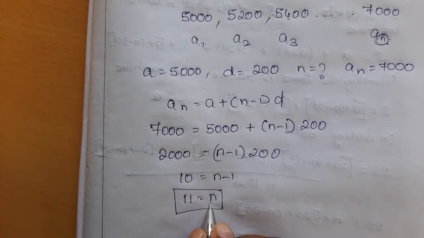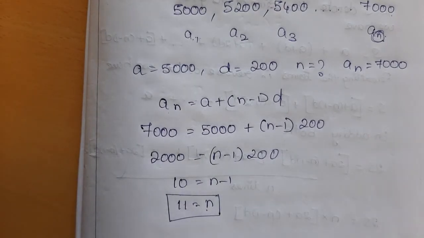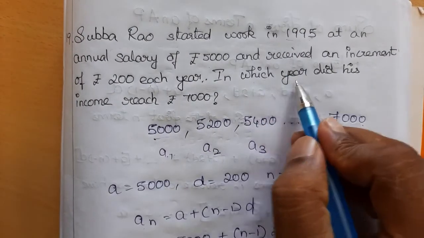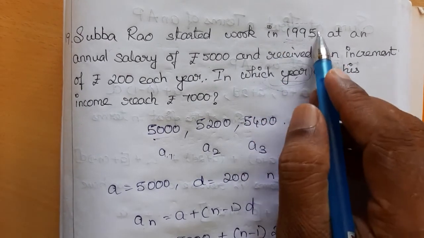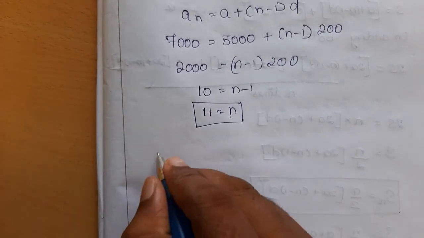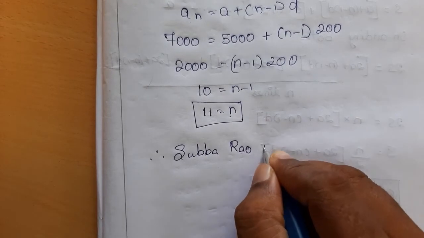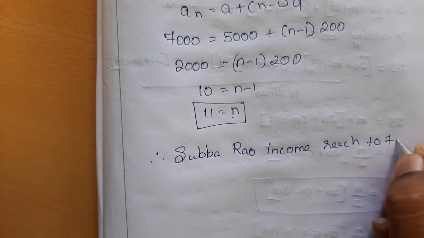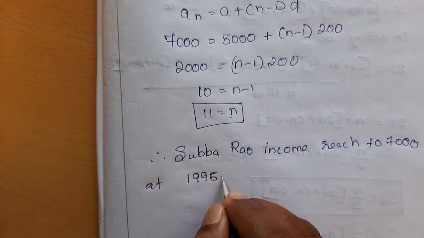So in the 11th year he will be getting an increment up to 7,000. So initial is 1995, they have asked which year, so we have to find the year, right? From 1995, in the 11th year he will be getting 7,000. Therefore, Subbarao's income reached 7,000 in the 11th year from 1995.